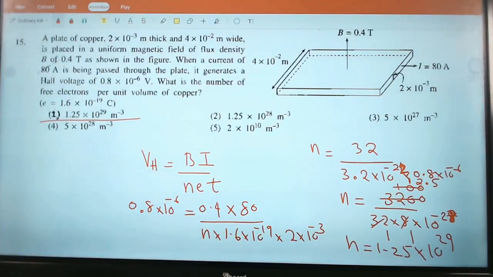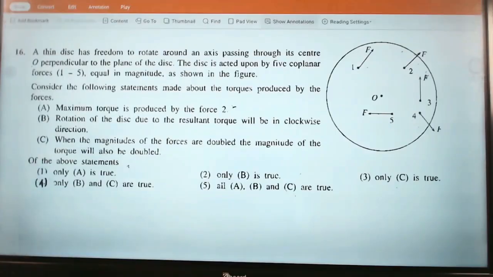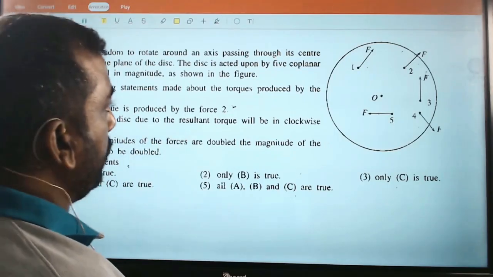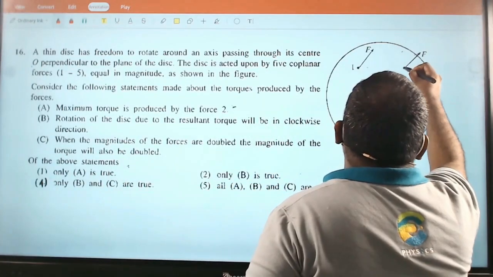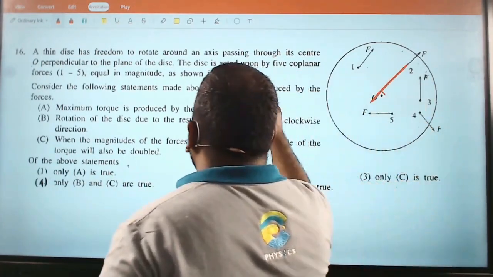Okay. Right. Moving on. A thin disc has freedom to rotate about the axis passing through, as shown in the figure. All the forces are equal in magnitude. Consider the following statements. A: Maximum torque is produced by force F2. Actually F2 has a smaller distance, it can't be the same.